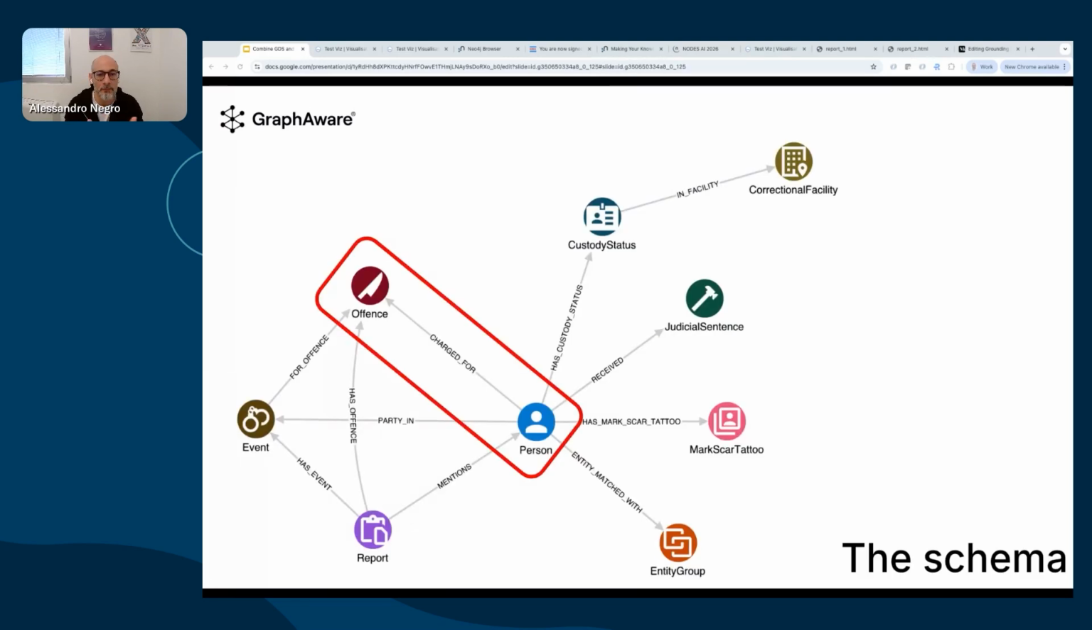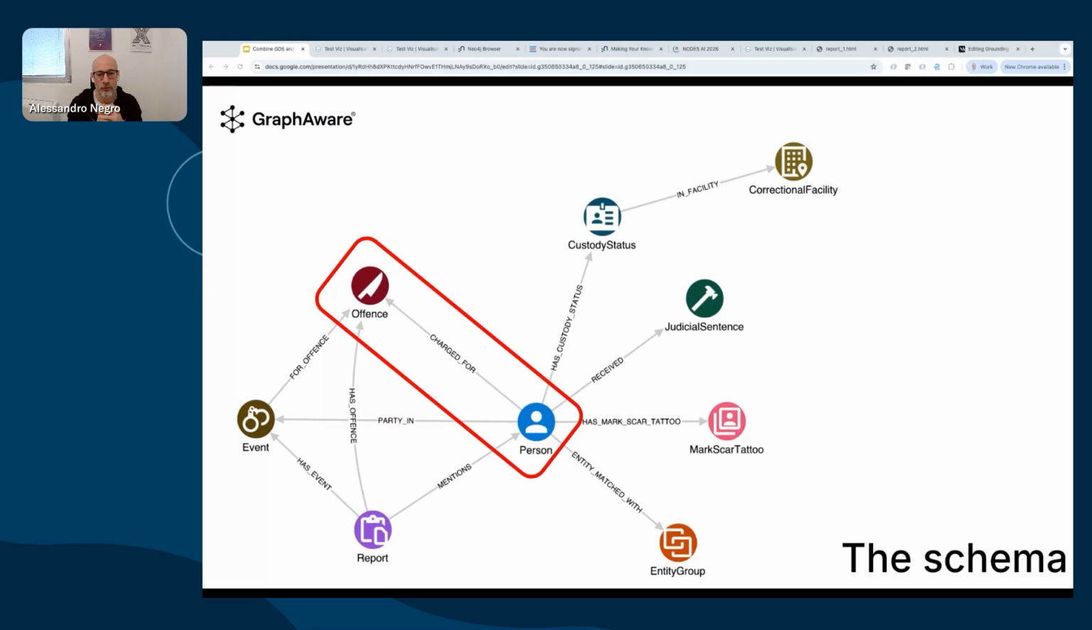So this is the schema we used. This is the database we constructed using not only the Chicago Police Department data sets, but also the Illinois state data set, where we can find information about the custody status of people or judicial sentences that we will see are very useful.